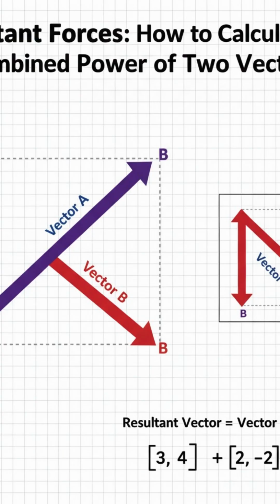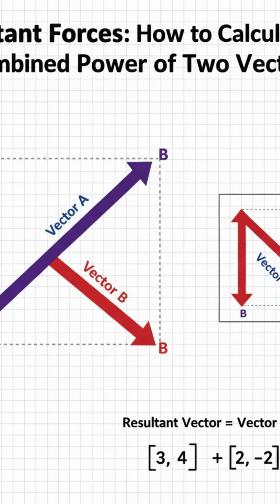Example. Vector A equals 3 units. Vector B equals 4 units. 3 squared plus 4 squared equals 9 plus 16 equals 25. The square root of 25 equals 5 units.